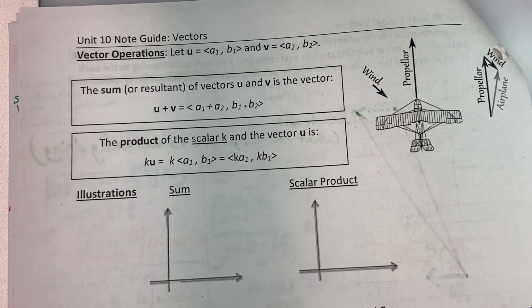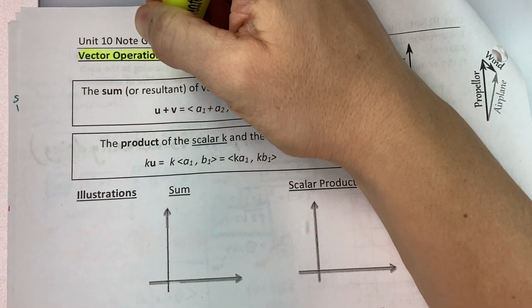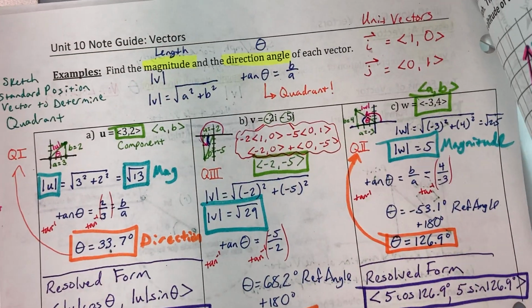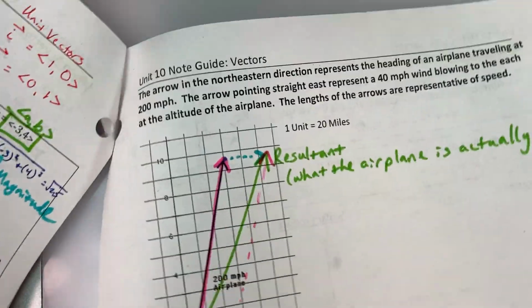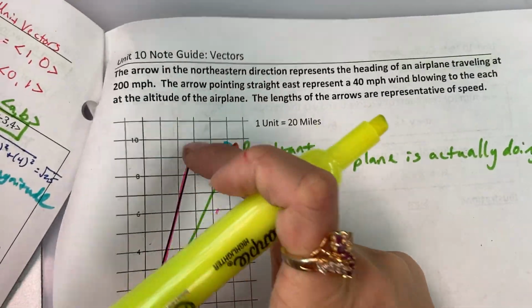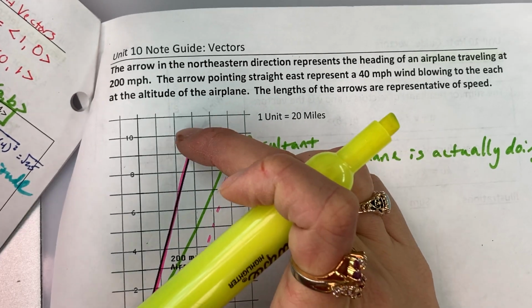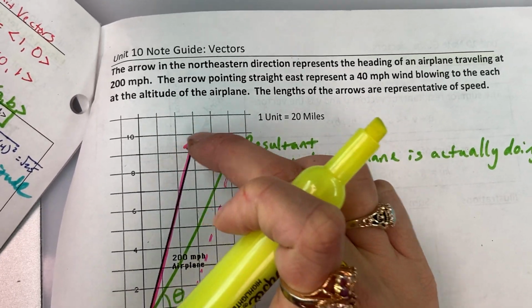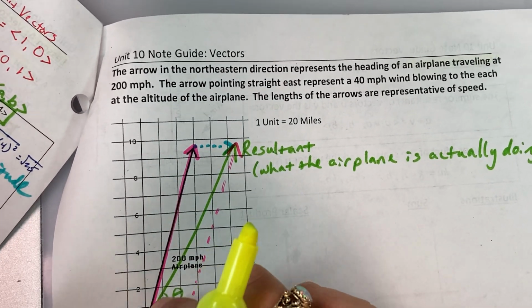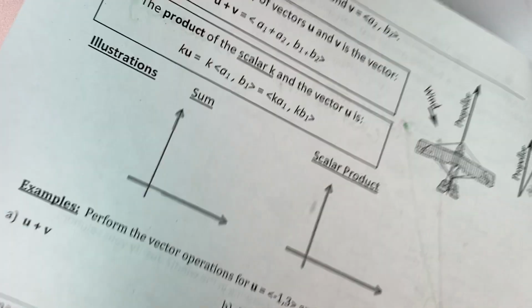Hi everyone, in this video we are on page 4 of the note packet and we're going to be looking more closely at vector operations today. So we briefly talked about that on the previous page, showing how if I want to see how two vectors affect each other, we can add them tail to head, and then join the initial tail with the final head to get a resultant vector.